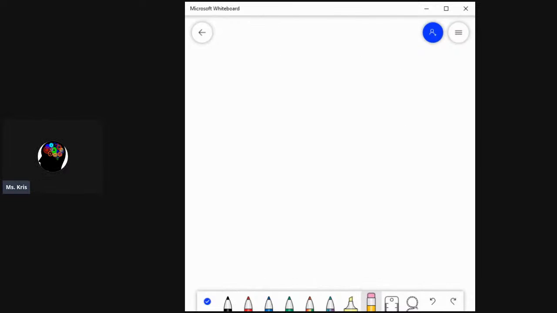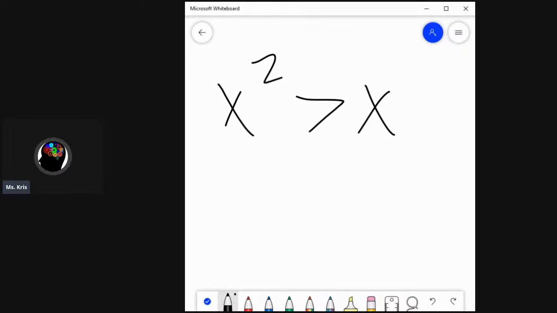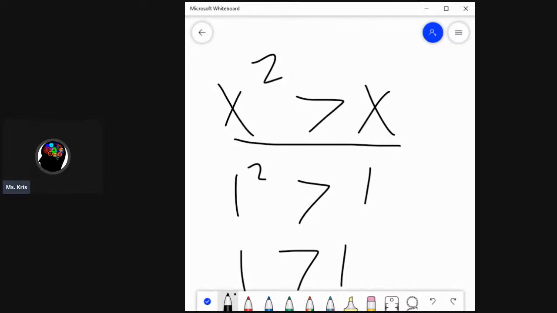Another example would be x squared is greater than x. A counterexample of that would be 1 squared is greater than 1, so 1 is greater than 1. Well, we know 1 is not greater than 1. 1 is equal to 1. Had the statement been greater than or equal to, it still would have been true. But because it's just greater than, the counterexample makes my original statement false.